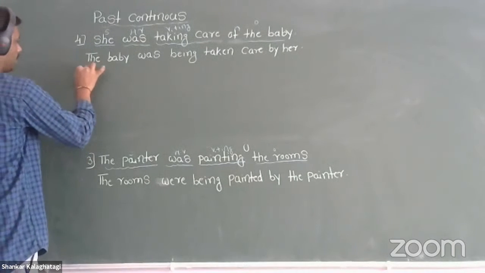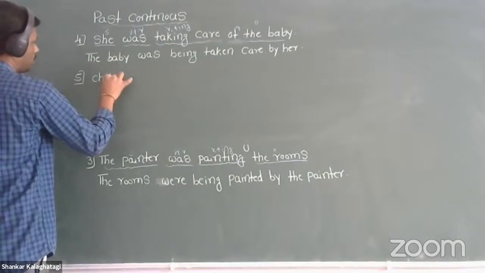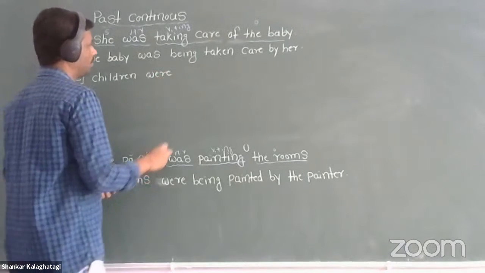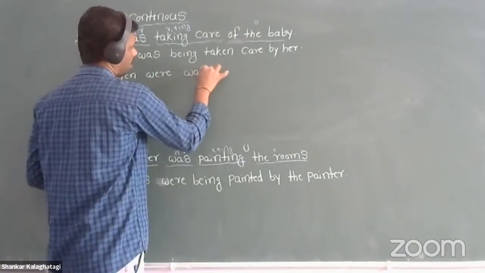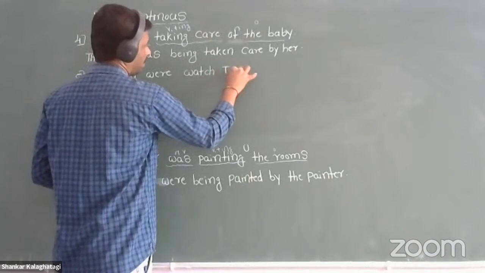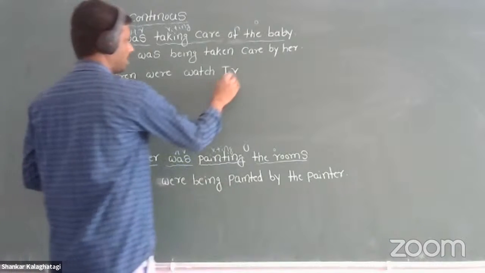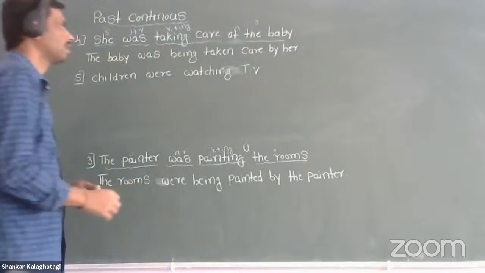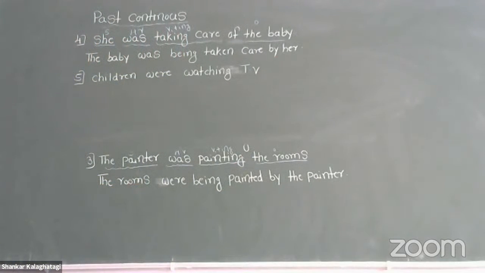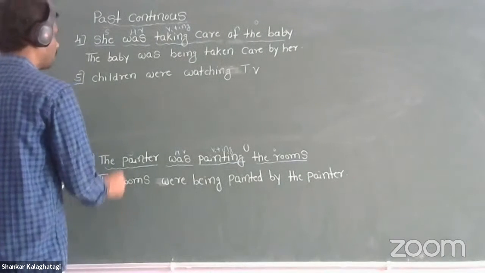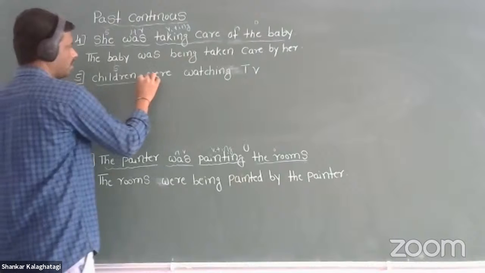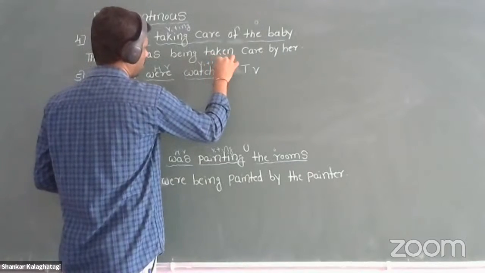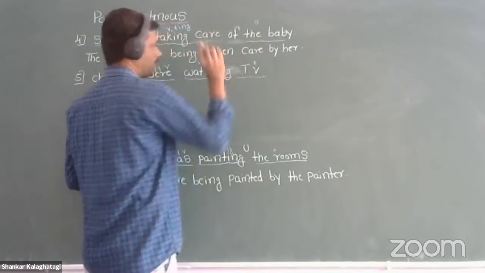Next, fifth one. Children were watching TV. Simple. Children were watching TV. Now change it. So children is our subject. So where is the helping verb? Now watching is the main verb, which is in the form of V1 plus ing, and TV is our object.